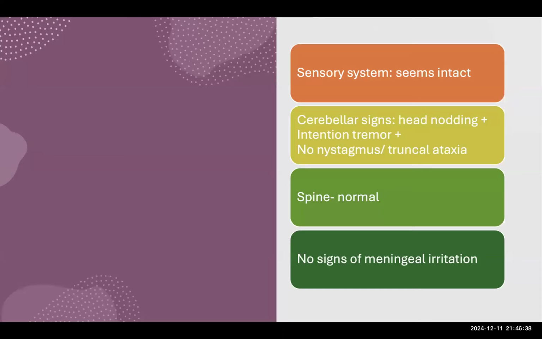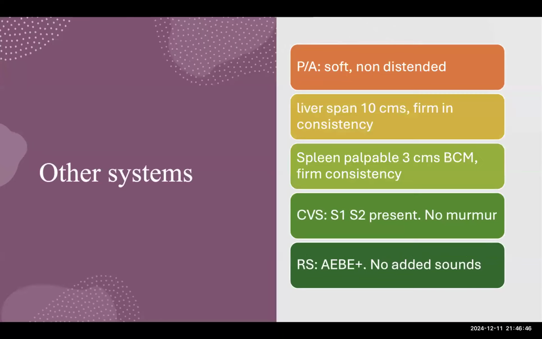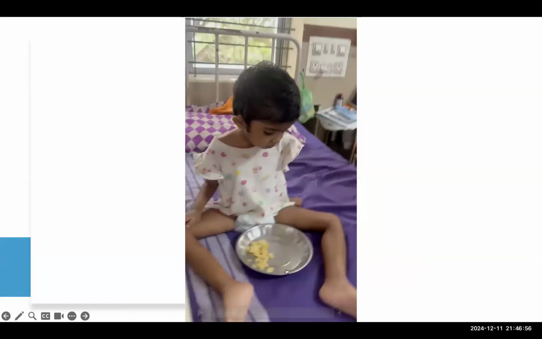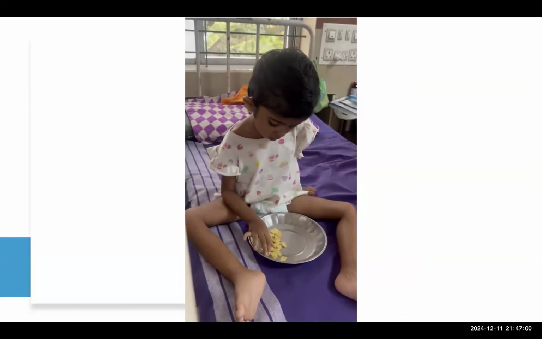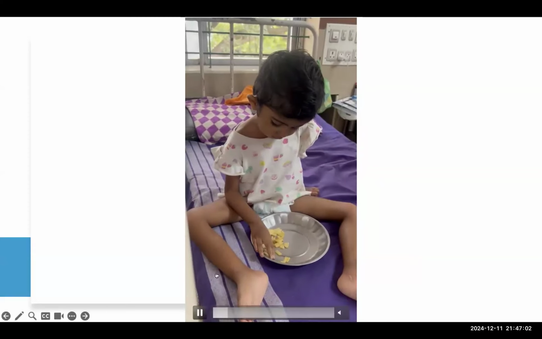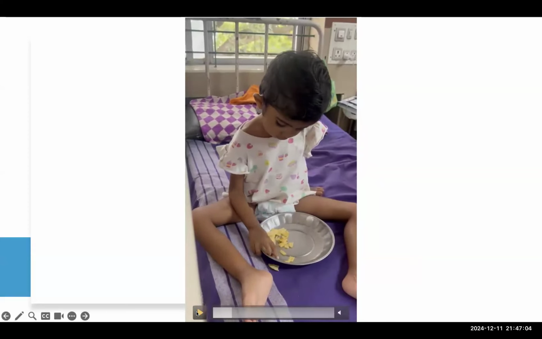The child had cerebellar signs in the form of head nodding and intentional tremors, with no nystagmus or truncal ataxia. Per abdomen, the child had a liver span of 10 centimeters, firm in consistency, and the spleen was also palpable, 3 centimeters, firm consistency. Other systems were normal. In this video, we can see that the child has head nodding as well as intentional tremors of the hand.